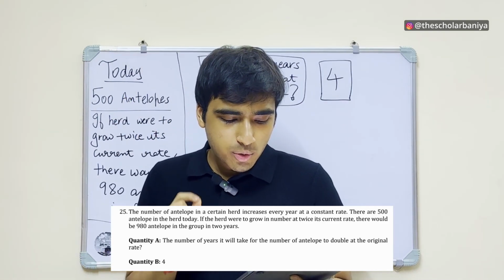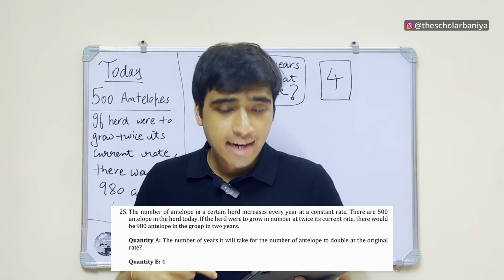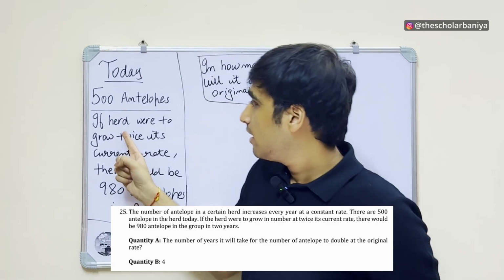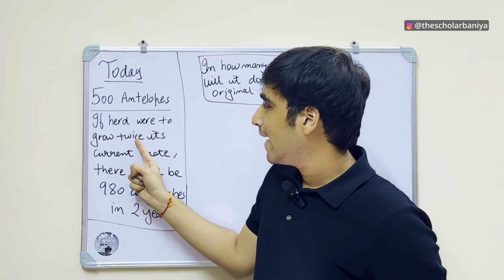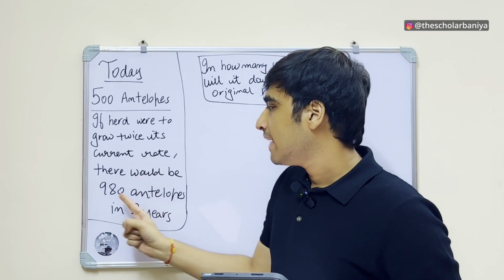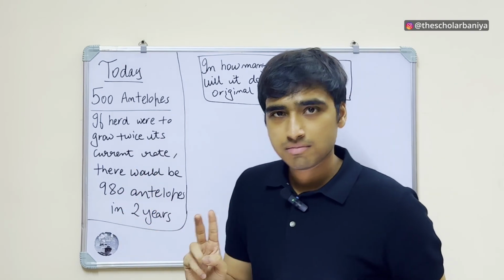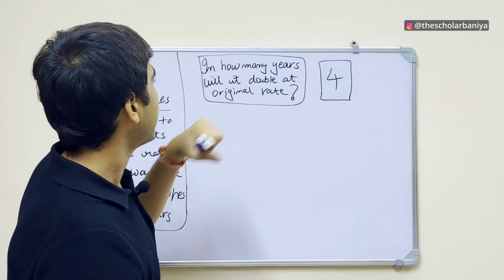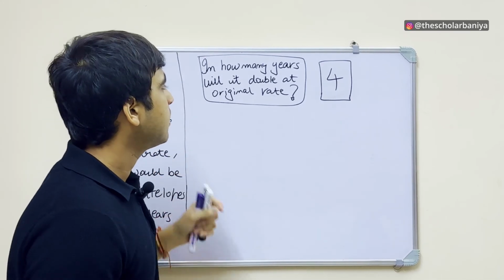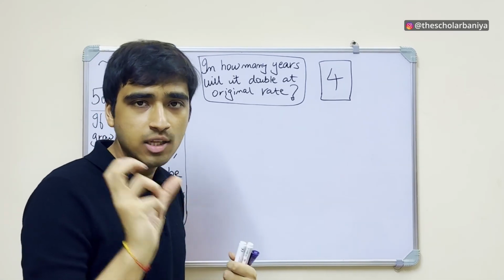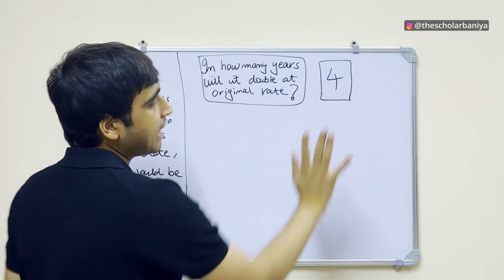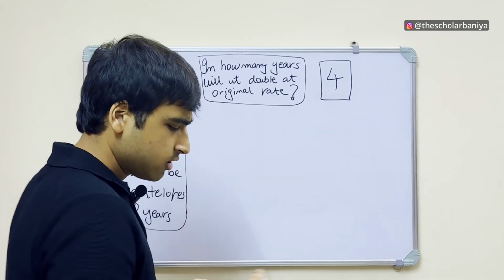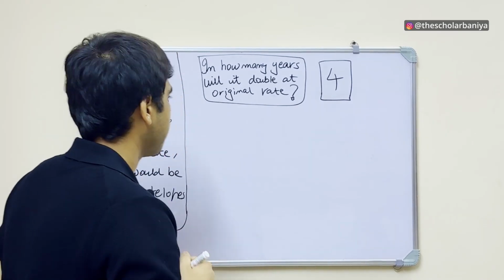If the herd were to grow in number at twice its current rate, there would be 980 antelopes in 2 years, right? Okay. So we have to find out in how many years the number of antelopes will double at the original rate, and we have to compare that answer with 4, right? So simple question, let's go step by step.